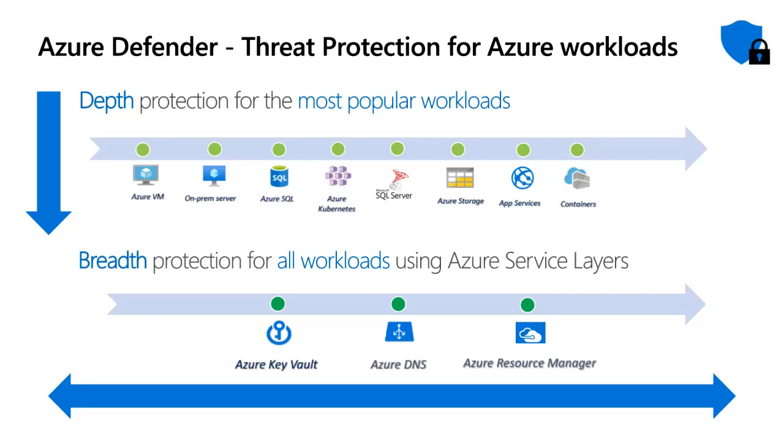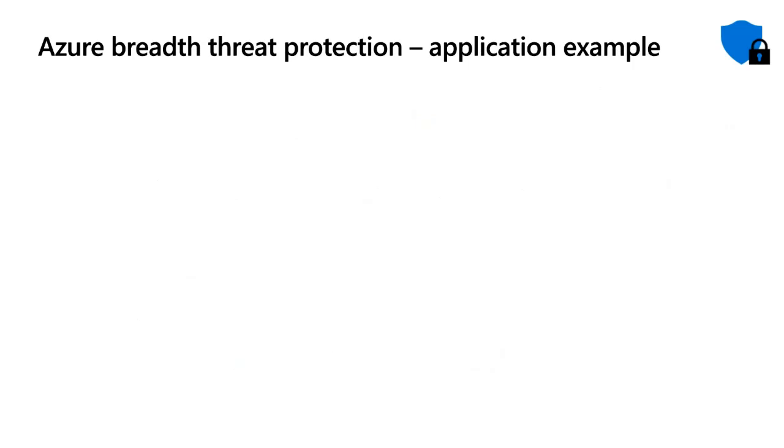The second type of protection that we have is the native breadth threat protection for every workload in Azure, and it's based on the Azure service layers, such as Azure DNS, Azure Resource Manager, and Azure Key Vault as well. This breadth protection is designed around core Azure services that interact with all Azure resources. For example, Azure Resource Manager interacts with lots of other things in Azure as well. So if we go on to the next section, cool.